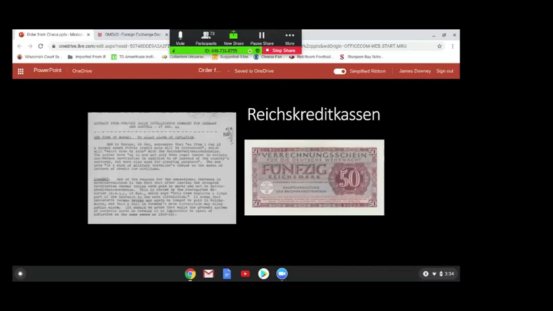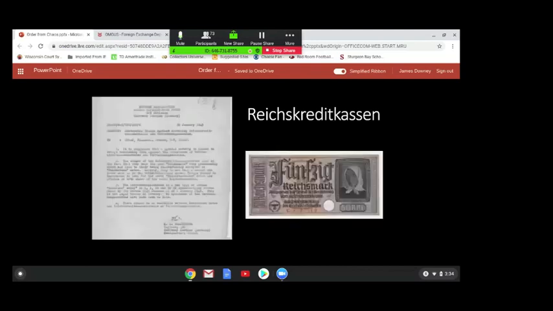One of the dangers of the Verrechnungsschein, and here's the 50 mark from the Reichskreditkassen, the government credit office, is that those notes are denominated in Reichsmarks, just as the Reichsbank notes are. And since they were not valid within Germany itself, the Allies wanted to make sure that their forces and their troops did not take them in, because if they did, they would be valueless.